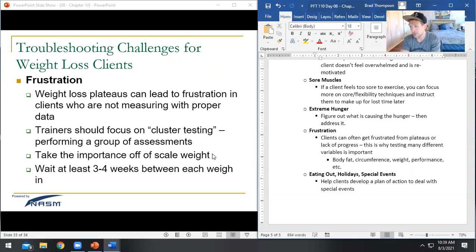Frustrations. Clients who are hitting plateaus obviously are going to get very frustrated. We've already talked about how to address plateaus, but this is why we want to test a lot of different variables. It's like, hey, yeah, your weight has plateaued, but your body fat percentage went down, your circumference went down. That is showing us that we are still going in the same direction. And your client goes, okay. You can kind of talk them off the ledge.